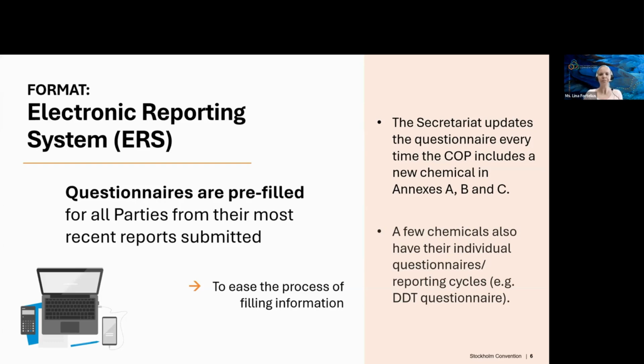The reporting system is constantly maintained and updated to reflect the changes in the convention. So the Secretariat updates the questionnaire to include any new chemicals and their reporting needs listed in Annexes A, B, and C to the convention between the reporting cycles.